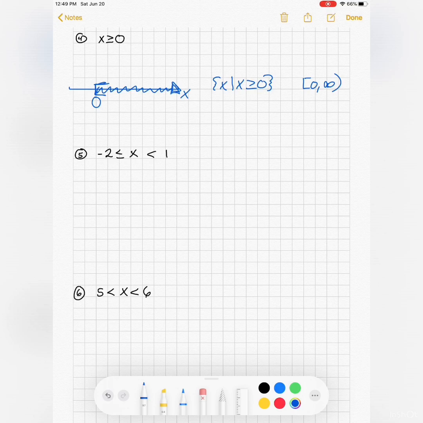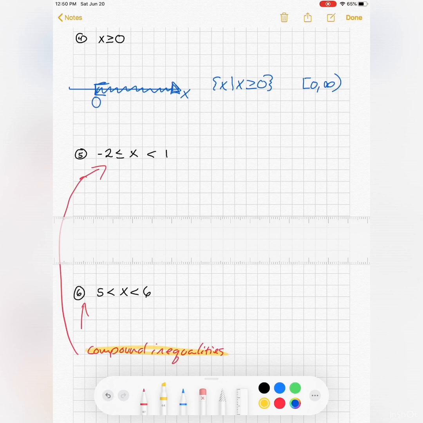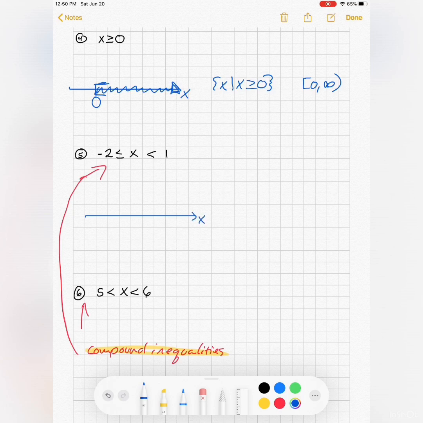Oh, here's something different. These are kind of cool. These guys are called compound inequalities. That one and that one. So these guys have 3 parts. In other words, the x, or the variable, is stuck in between 2 values. So this guy says the x is in between -2 and 1. Okay, the -2 is included. It's a bracket. The 1 is not included. It gets a parentheses.